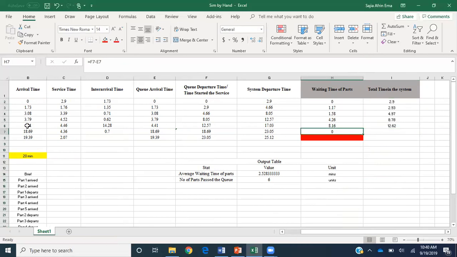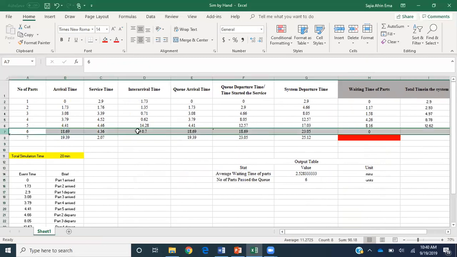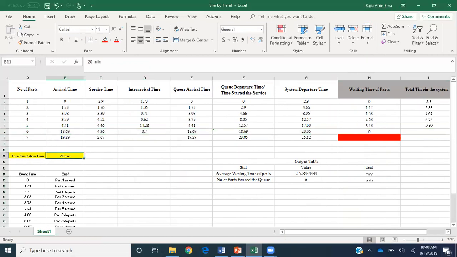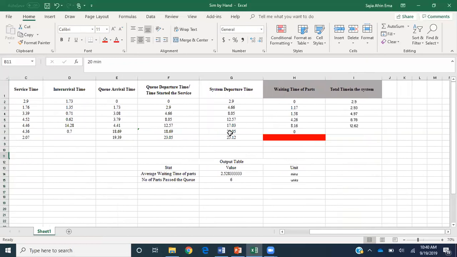Look over here. I didn't do it for part 6. Why? Because part 6 leaves the system at 23.05 minutes, which is more than 20 minutes. I know exactly at what time it left the system. However, I'm not going to add that in my stat because my simulation run is ending exactly at 20 minutes. All right, so that way you can find the total system time: system departure time minus the arrival time of a part.